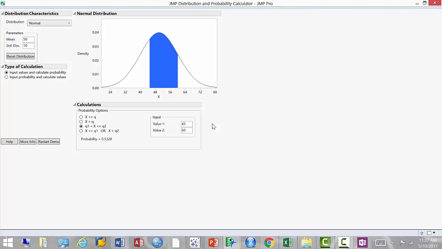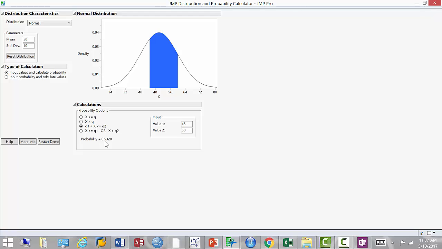But what if I include 45? Will it make a difference? No, because it's only one number, and the probability of that number is 0. So I'm going to use 45 as my lower boundary and 60 as my upper boundary, okay? And here is the answer for you, 53.28%. Now, actually it has a practical meaning.